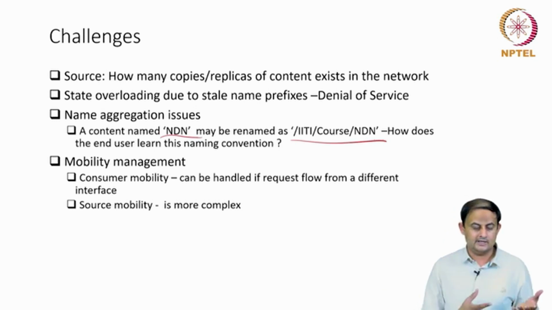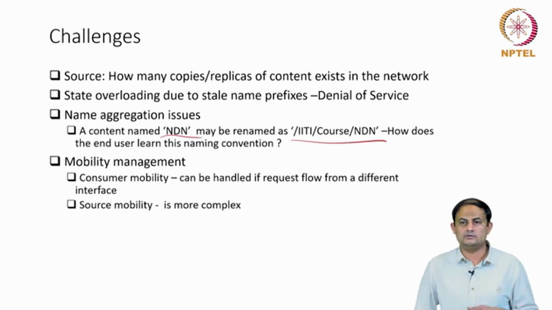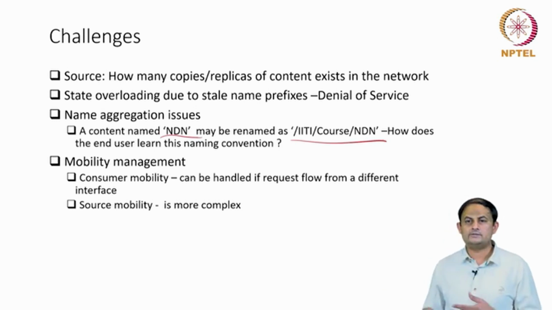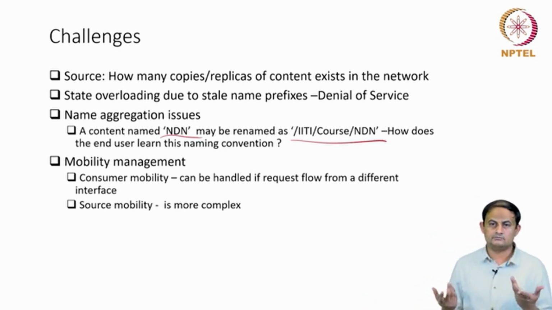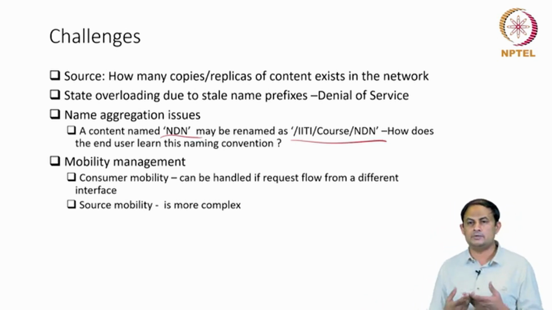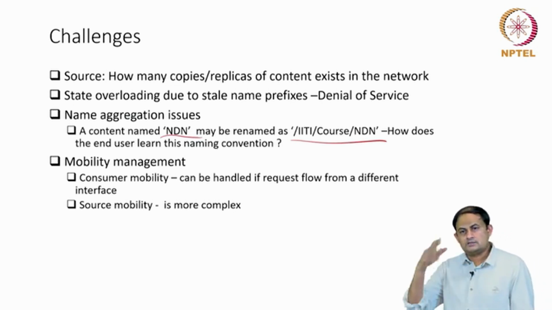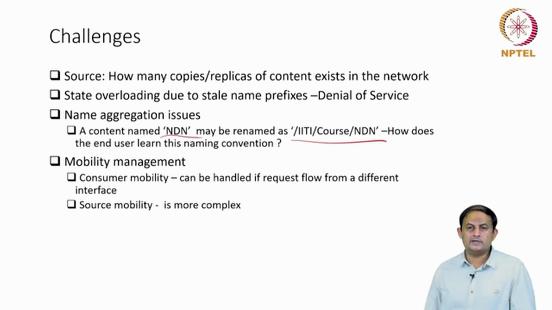How do we make sure that all the consumers are made aware of this renaming that has happened in the network? Again, how do I communicate that piece of information? We don't know yet. And the last challenge the ICN network brings is something called mobility management.